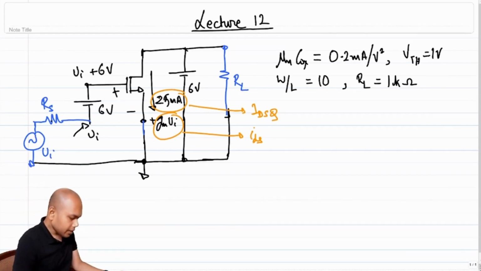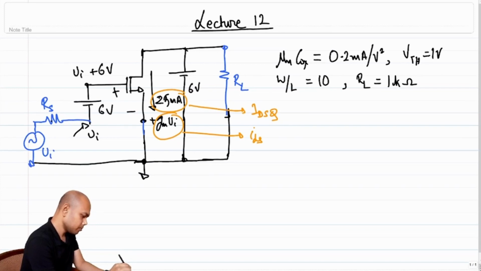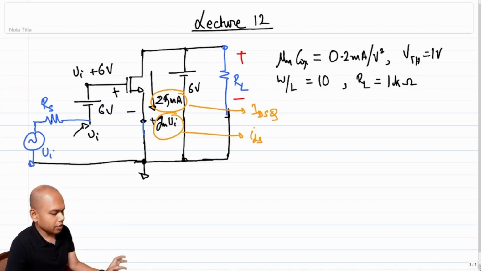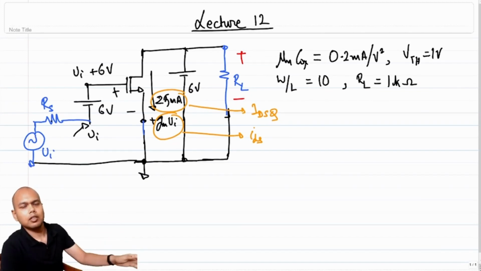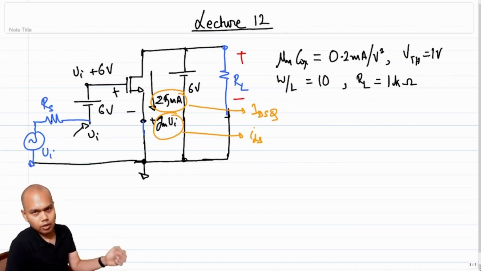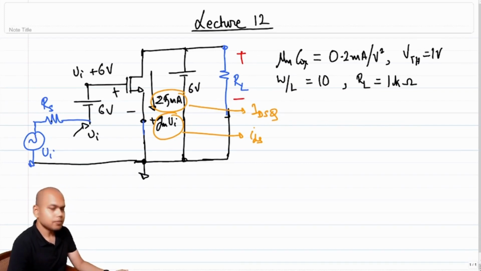Great. Then we turned our attention to the output side. What is the output? The output is across RL. What is the voltage across RL? Clearly the voltage across RL is 6 volt, because I have a battery clamped across RL. So regardless of whatever incremental or changing current flows through the MOSFET, it will not be able to change the voltage across RL. So what is the solution? Putting RL in parallel with the battery doesn't seem to be a solution. If not in parallel, what else can we do? We can try putting RL in series with the battery.